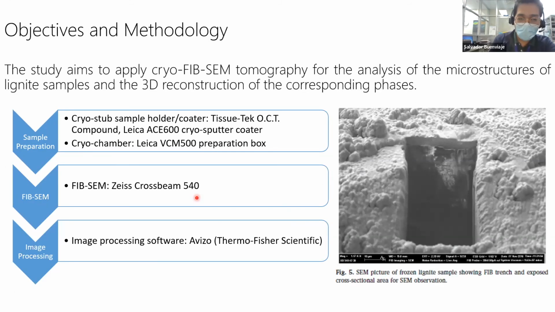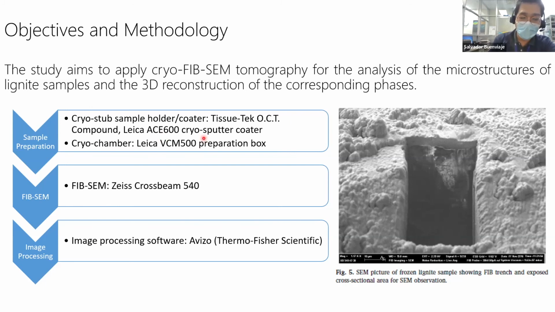So the objective of the paper is to use cryo-FIB-SEM tomography to analyze the microstructure of lignite samples and to reconstruct its 3D model. The methodology is in 3 stages. First, sample preparation. The cryo here is actually another advantage of FIB-SEM. There is already a FIB-SEM equipment that is capable of analyzing the sample in cryogenic state.